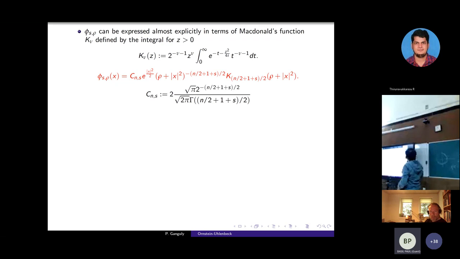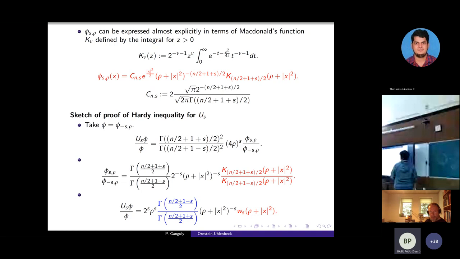Now to give a sketch of proof, we will just take phi to be phi_{-s,rho}, and now if you look at U_s phi by phi, using the first intertwining property, that will be the constant times phi_{s,rho} by phi_{-s,rho}. Now again we can simplify this phi_{s,rho} by phi_{-s,rho} in terms of McDonald functions. So this turns out to be this. Now here we already have the non-homogeneous weight. And so we will call this W_{s}(rho + |x|^2) as this weight, this ratio of McDonald functions.